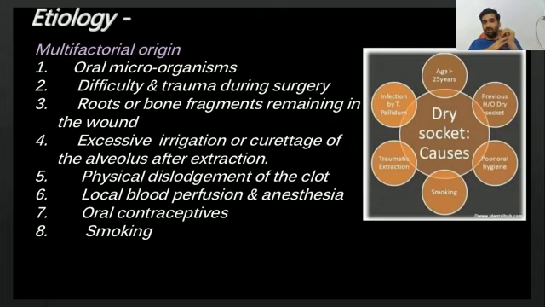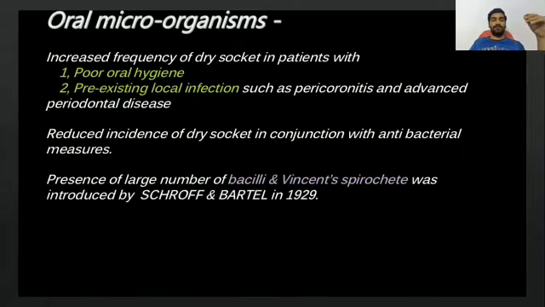Excessive irrigation or curettage of alveolus after extraction. If you do excessive irrigation or curettage of bone, if there is physical dislodgement of clot, as I said, there is disintegration of clot, local blood perfusion and anesthesia due to decreased blood perfusion due to oral contraceptives and smoking. So we'll study the various factors a little bit in more detail. That is, oral microorganisms is the first one.